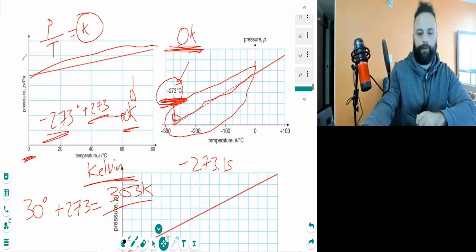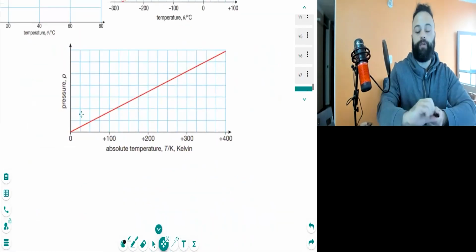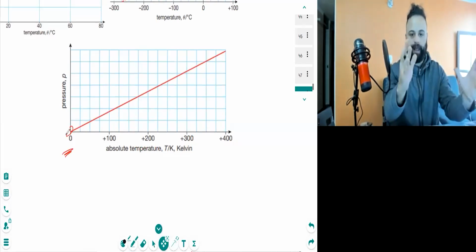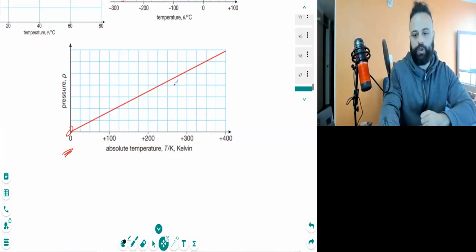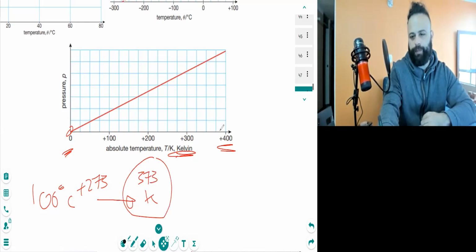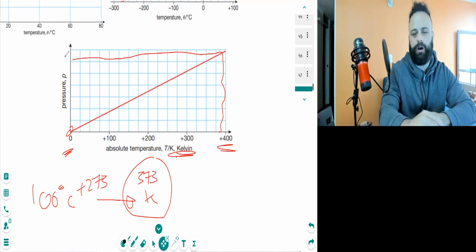There's actually a graph over here, which I want to show you. So over here, you can see as you get to 0 kelvins, minus 273 degrees, the pressure is 0. So that is the graph that they created. And as you keep going up, kelvins could go past 400. But if I had 100 degrees, and I want to change it into Kelvin, you just add 273 and you get 373 Kelvin. So it will be approximately somewhere like that. And then you could approximate the pressure.